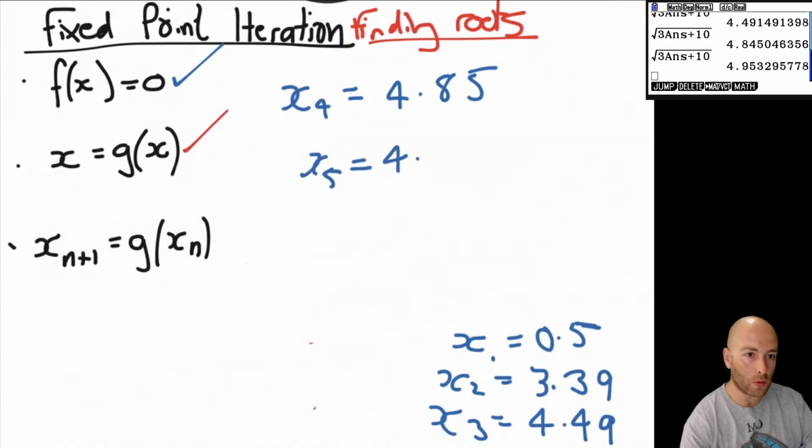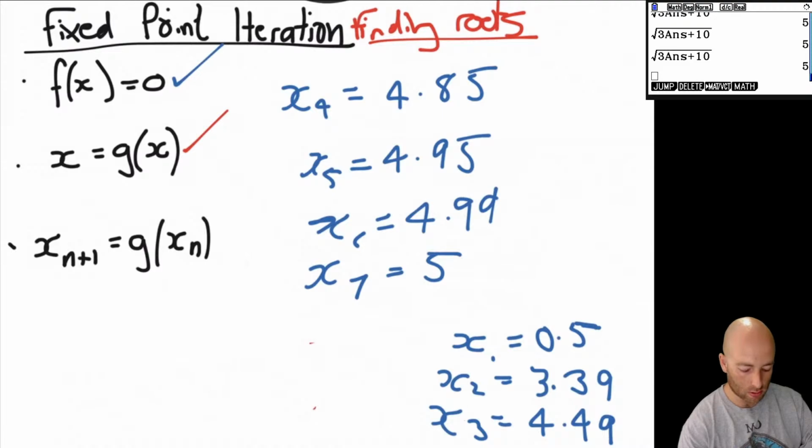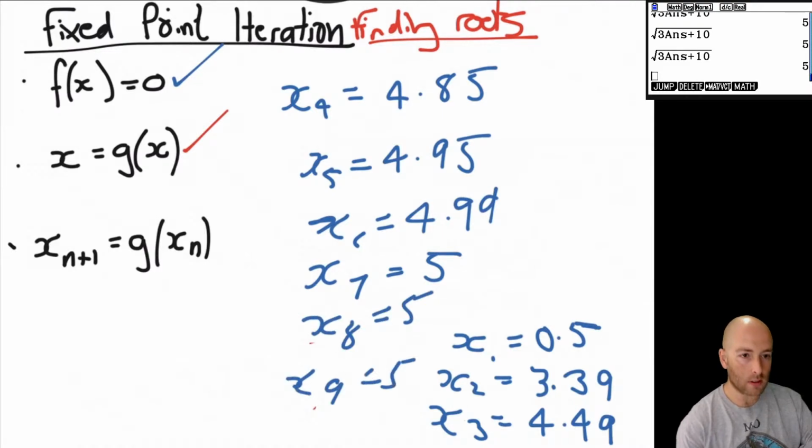x5, 4.95. Let's do it again. 4.99 this time. Hit it again. 4.9 something, that's going to round up. So x7 is technically going to be 5 there. Because actually, if you look, we're not quite getting to 5. There we go, there's 5. And now we kind of lock. So x8 is 5, x9 is 5, etc.